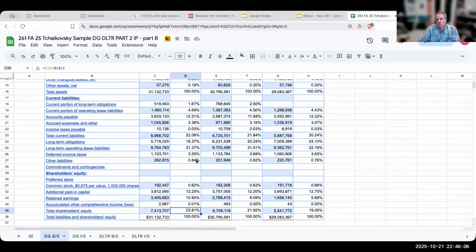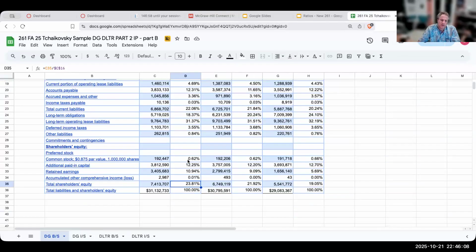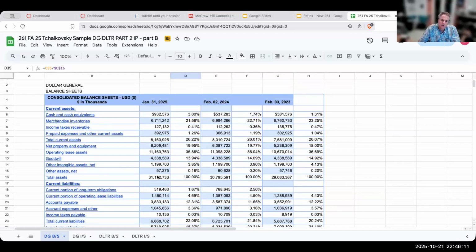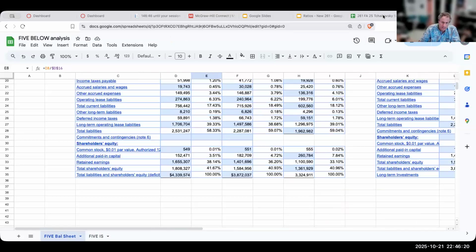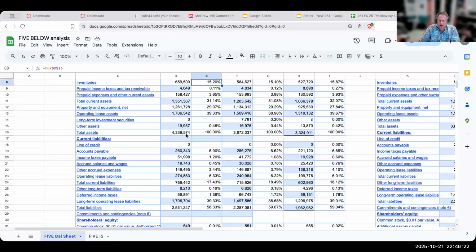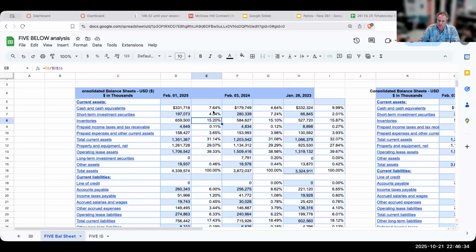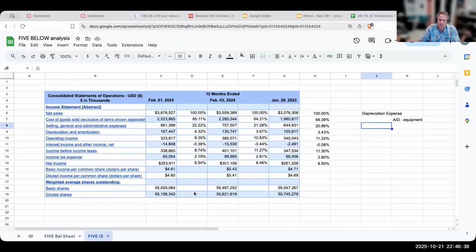So why do we look at these percentages? Even though Dollar General has total assets of about 31 billion, as compared to Five Below, a much smaller company with about 4 billion of assets, it at least makes us able to make comparisons by size. By putting things into common size financial statements, I'm better able to compare the sizes.